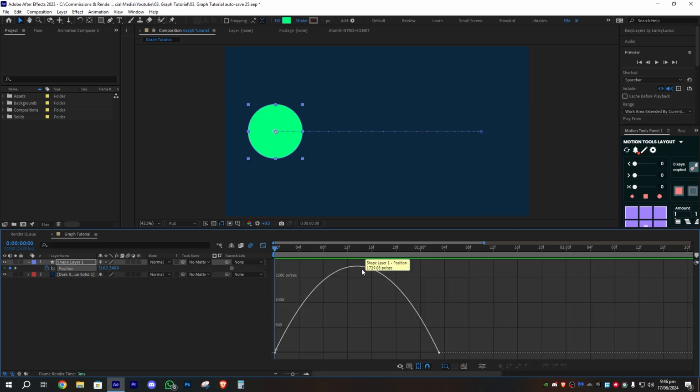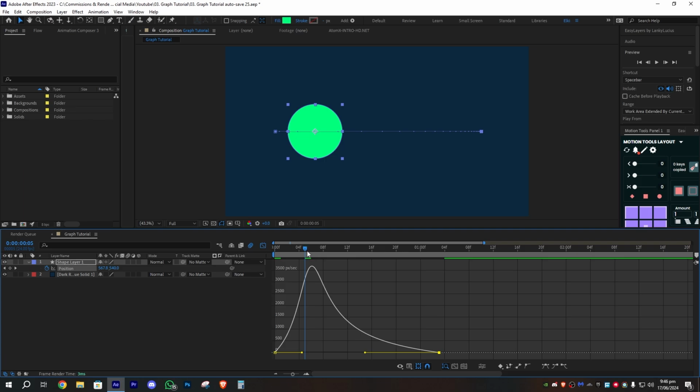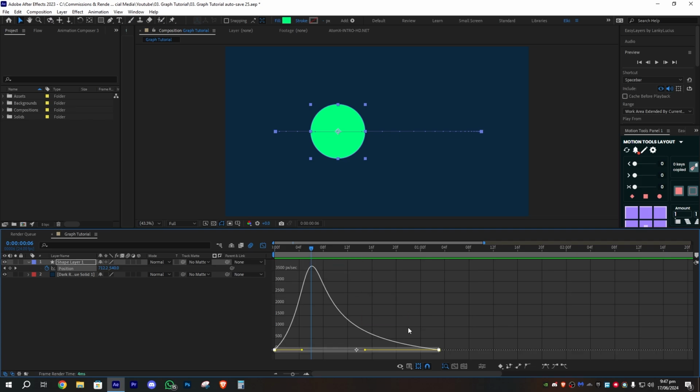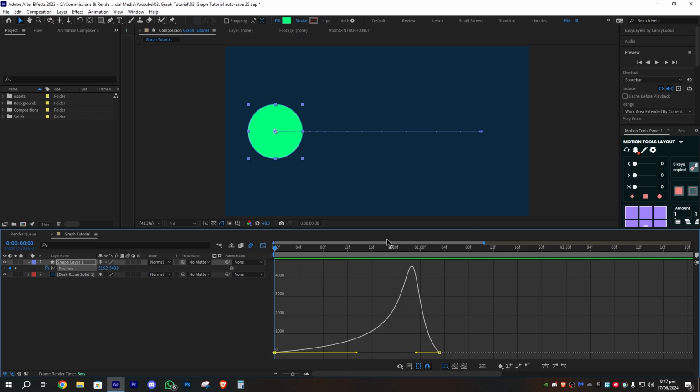So if I was to shift the highest bit to the left or the right, let's say the highest bit was somewhere around here. Now, according to what we just learned, the fastest point of the animation should be where my timeline indicator is, right? So if I play the animation back, as you can see, it is at its maximum speed where my timeline indicator is and where the highest bit of the curvature is. So if it was all the way over here, the fastest point of the animation would be somewhere around here, right?